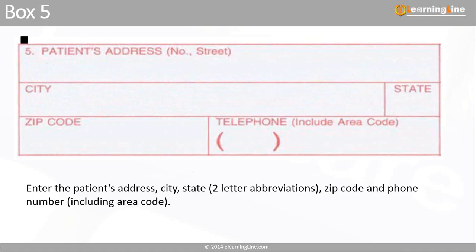Patient's address. Very simple. You have city, zip code, telephone, state, all these areas. Now what it says: enter the patient address, city, state. Two-letter abbreviations for the state. You are not being asked to put the full state name, just two letters, short. Zip code and the phone number, including the area code. So you cannot simply add the phone number and take away the area code. You need to add the full information. Zip code, a 5-digit zip code works perfectly all right.